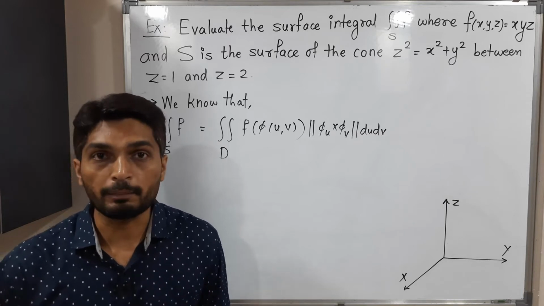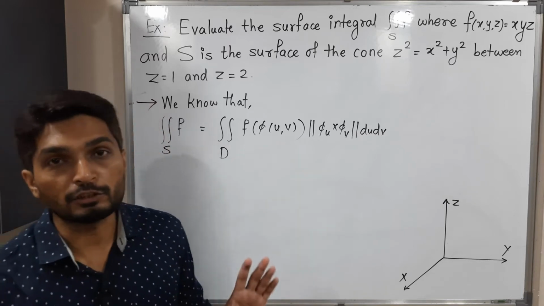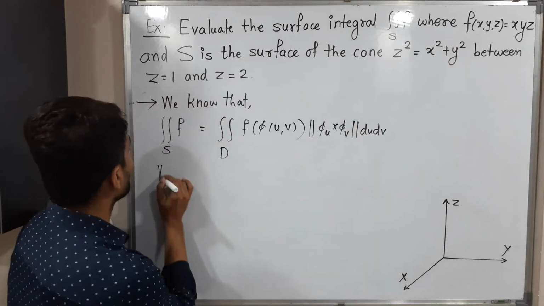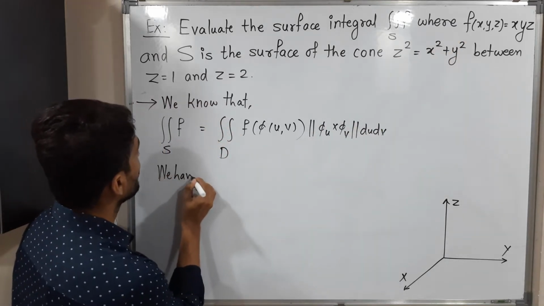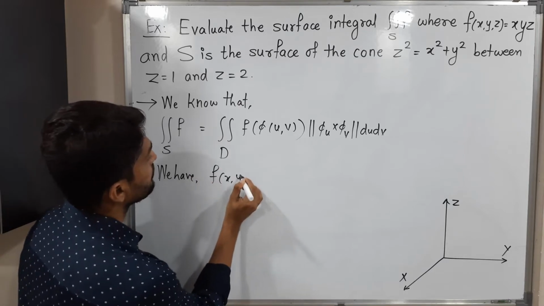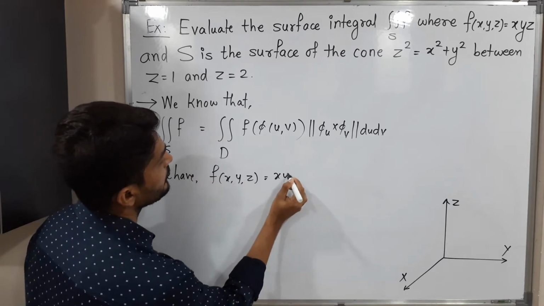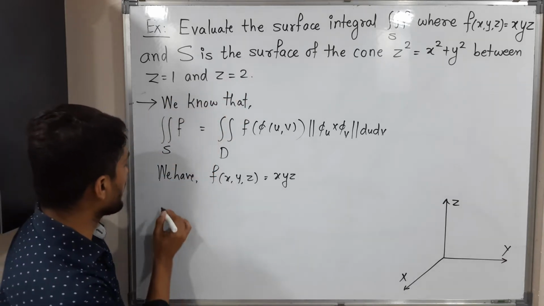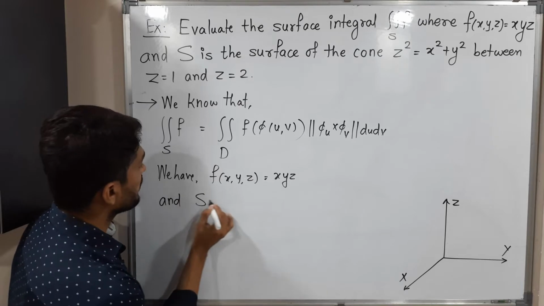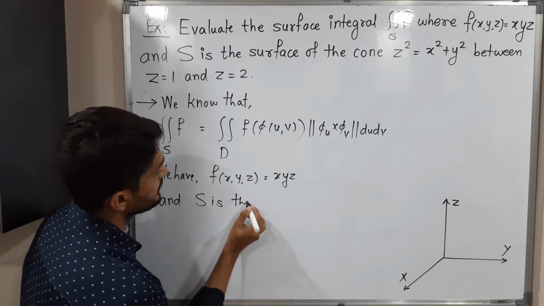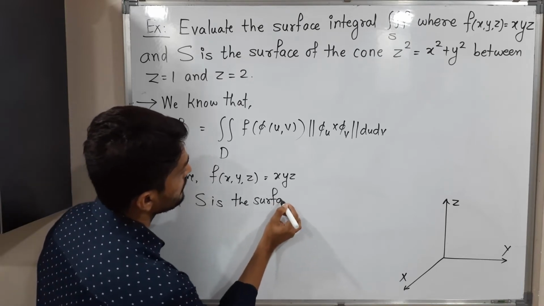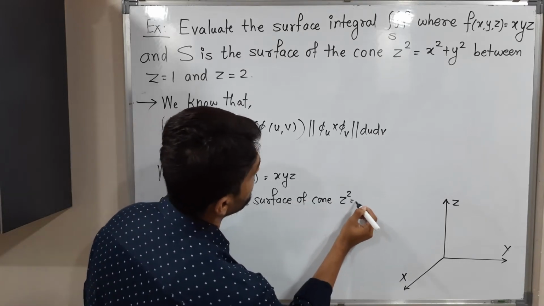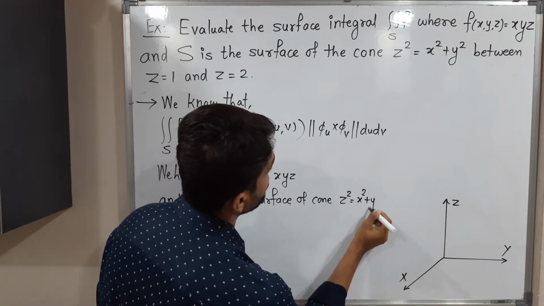We are going to find it, but before that let me write the given information. The given information is that scalar field. What have they given here? F of x, y, z is equal to x into y into z. And the surface is also clearly mentioned. So let me write, S is the surface of a cone. What is the equation of the cone? Z square is equal to x square plus y square.